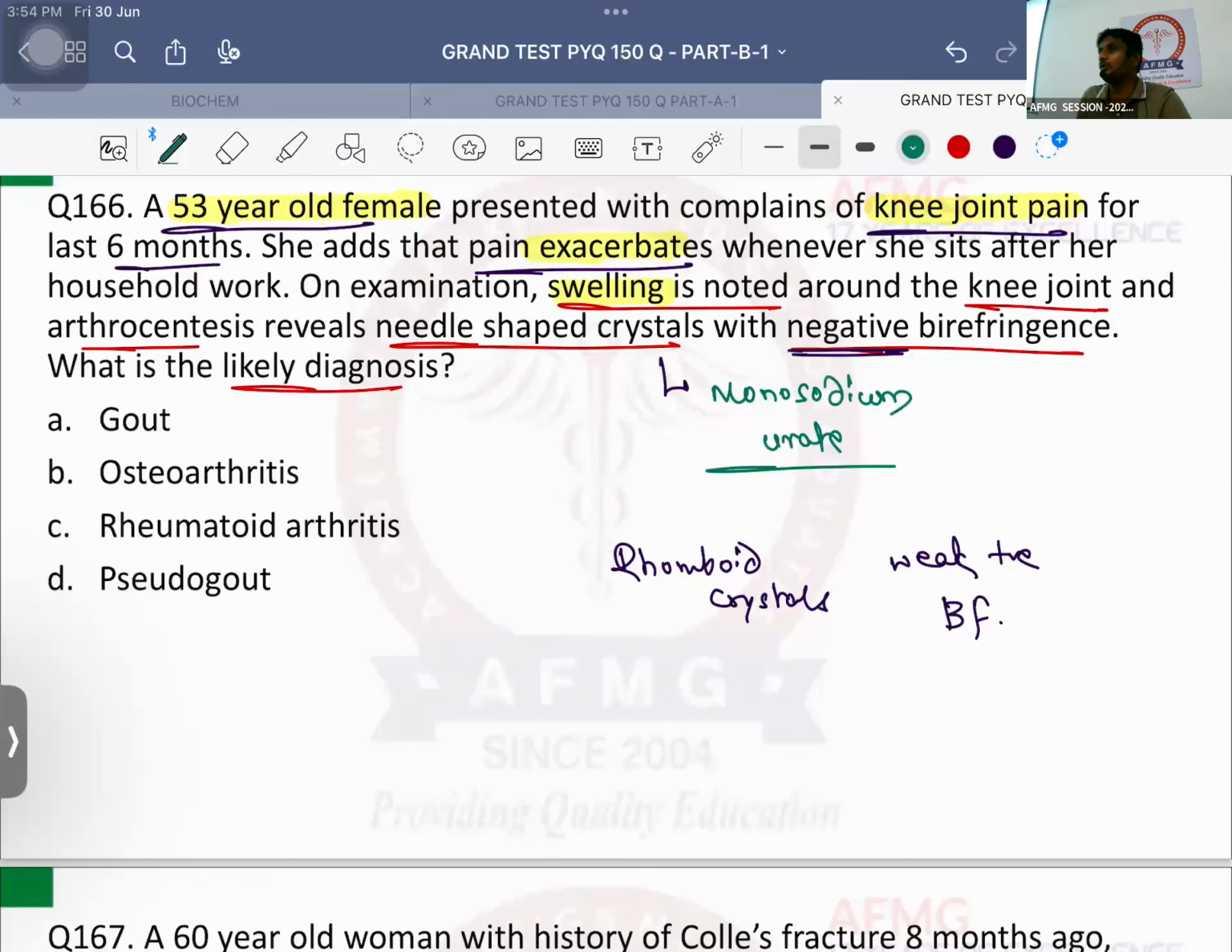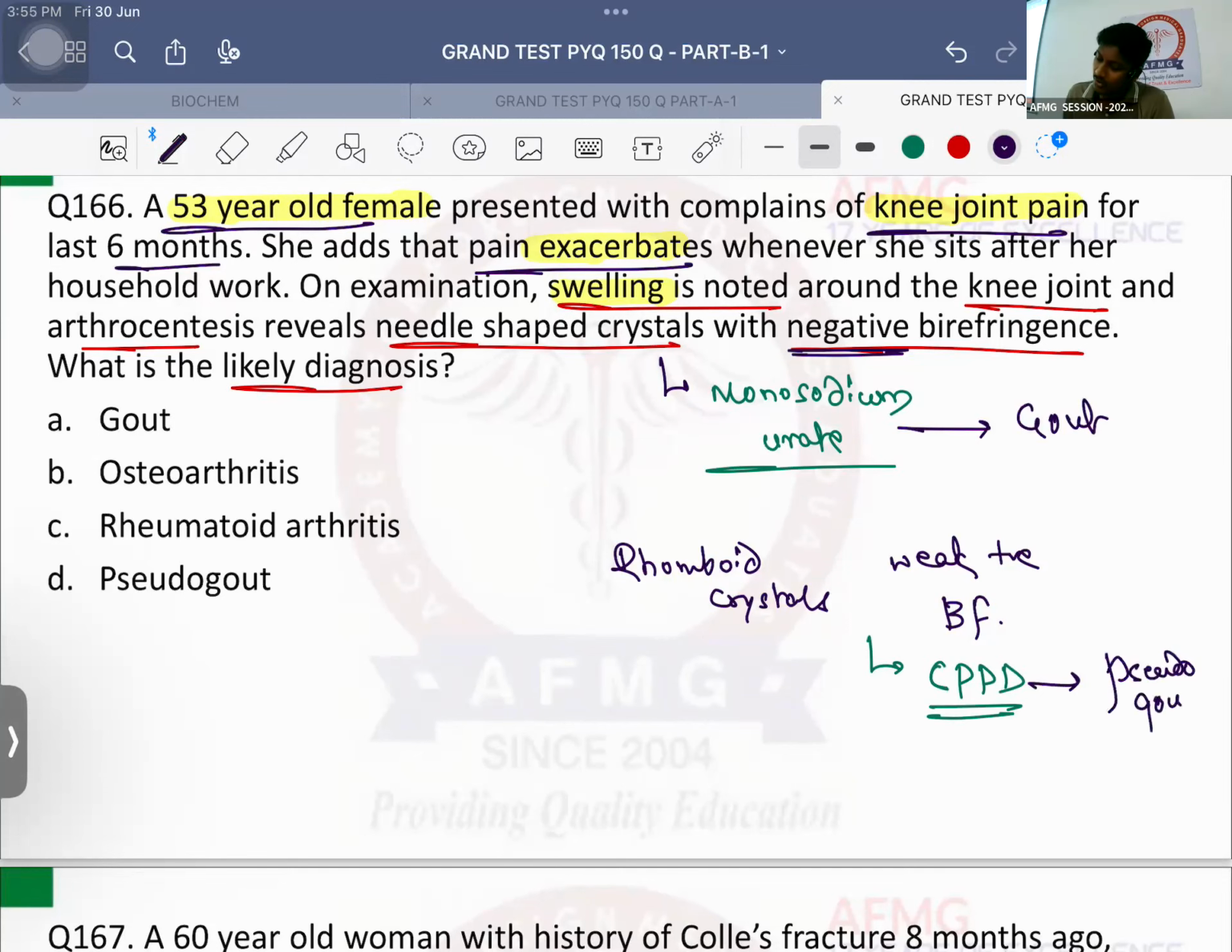These are monosodium urate crystals. And agar rhomboid crystals with weak birefringence दिख रहा हो, these are which crystals anybody? शाबाश. These are CPPD crystals, that is calcium pyrophosphate dihydrate crystals usually. ठीक है, so if monosodium urate crystals are seen, that is the case of gout, and if CPPD crystals are seen, that is the case of pseudo gout.